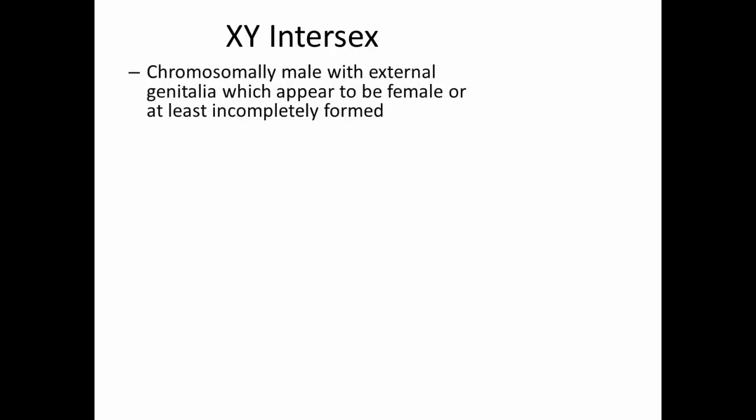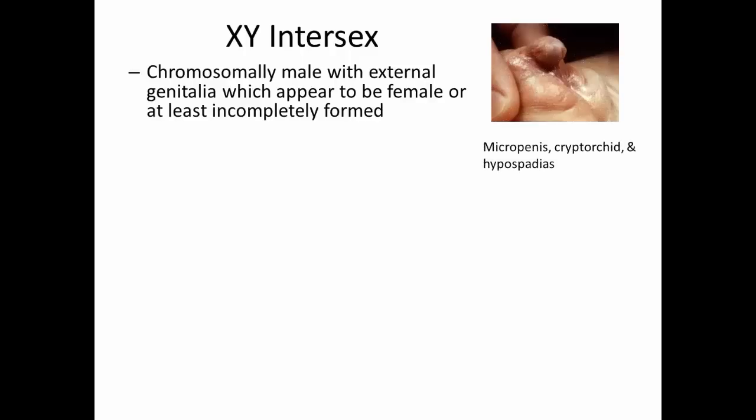So let's look at the other possibility. It's XY intersex. So this means that they're chromosomally male, but their external genitalia appear to be female, or at least incompletely formed along the male pattern. And so here is an example of that. You can see it's very similar to XX intersex. In this case, because they're XY, we say this is a micropenis. They're cryptorchid. There's no testicles inside of that scrotum, and they have hypospadias.